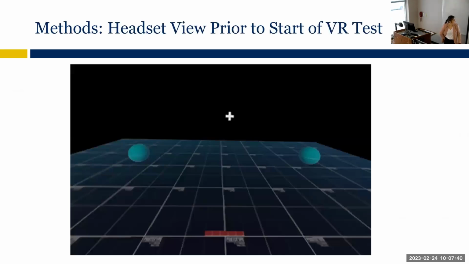So this is what the participants saw prior to the start of the test. As you can notice, the green spheres, or the targets, are directly in front of them. Once they got into the T position and pressed the triggers to start the test, these targets then moved to outside of their visual field.